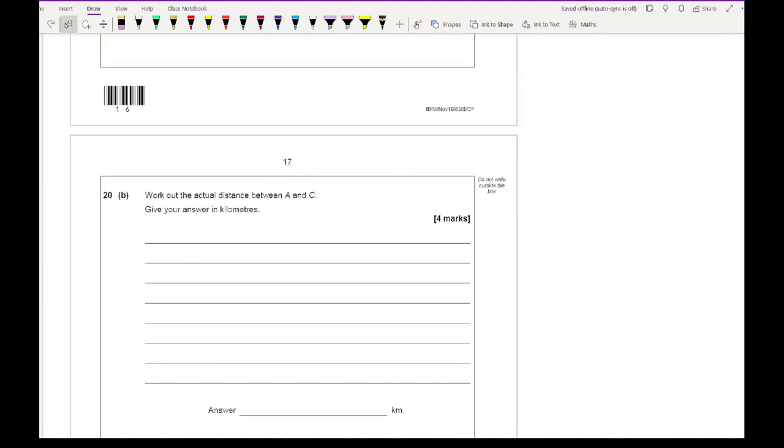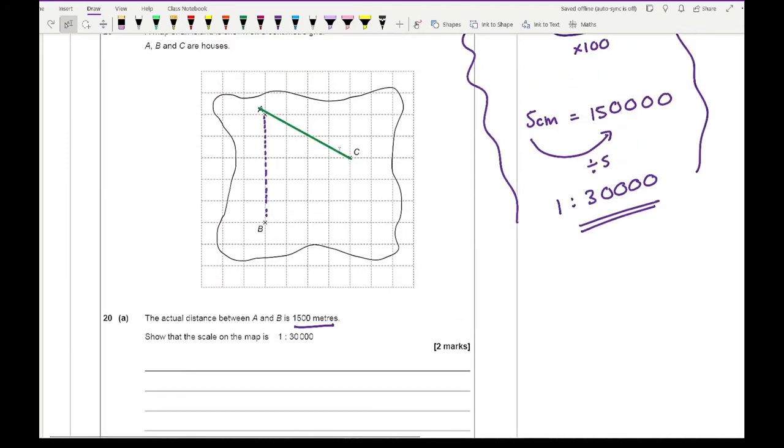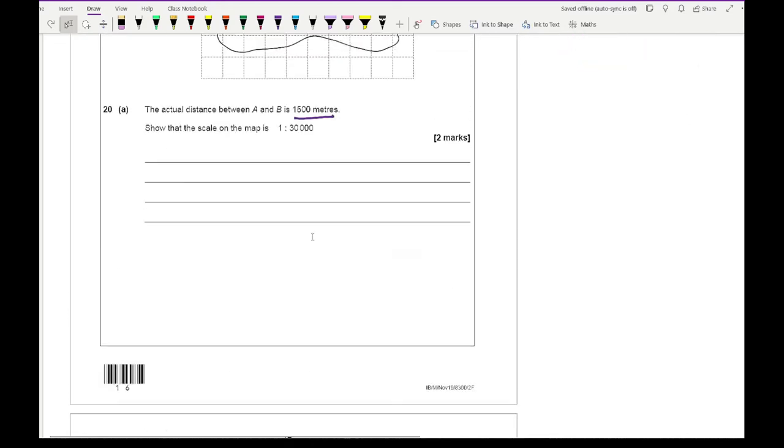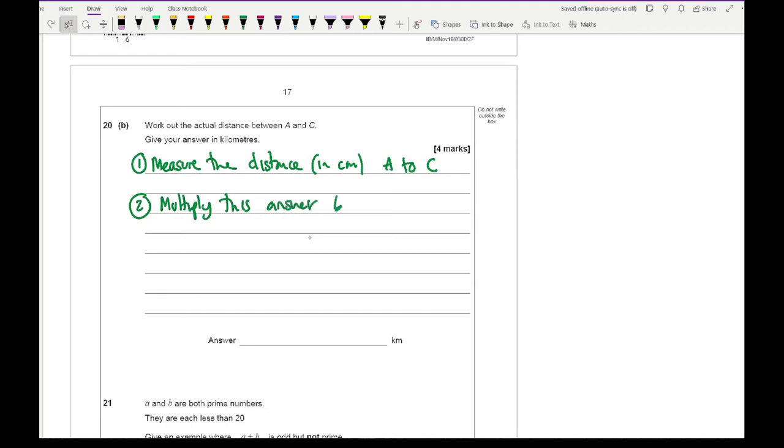Now for question 4b, it says work out the actual distance between A and C. So the first thing we need to do is measure the distance from A to C. Depending on your accuracy, first of all, I'll tell you the steps in which you do this and I'll give you the correct answer. So what you need to do is measure the distance in centimeters of A to C. The next thing you then need to do is multiply this answer by 30,000.